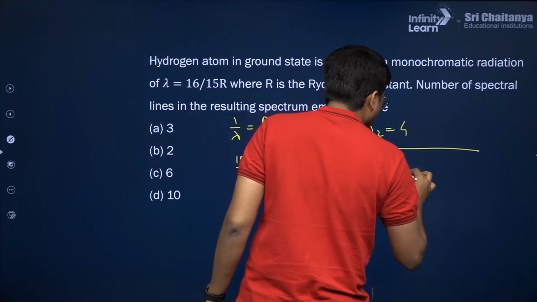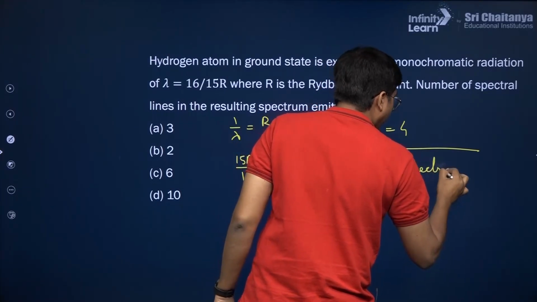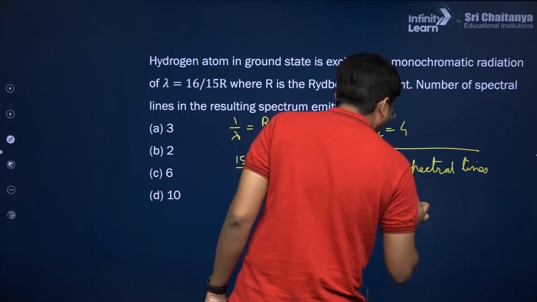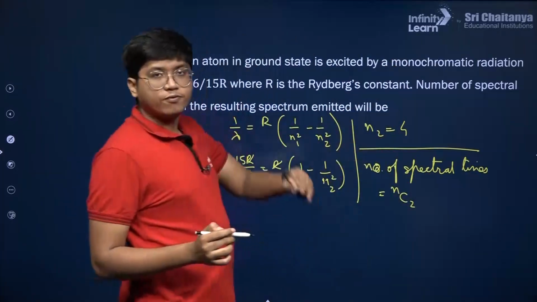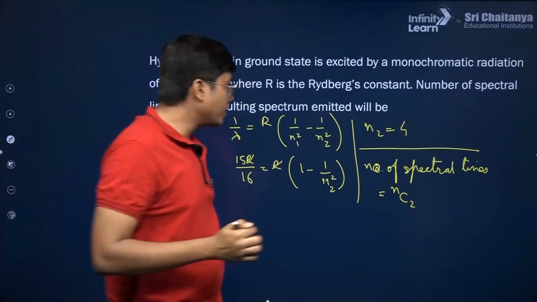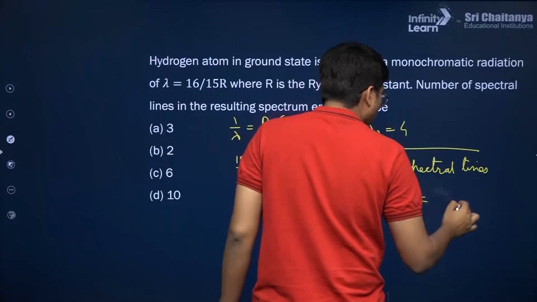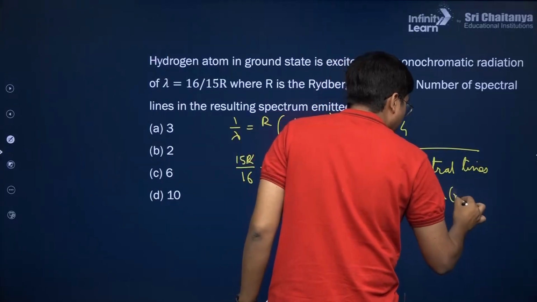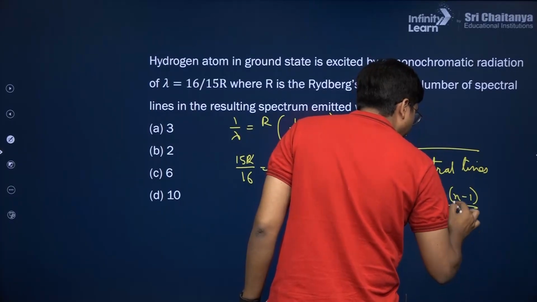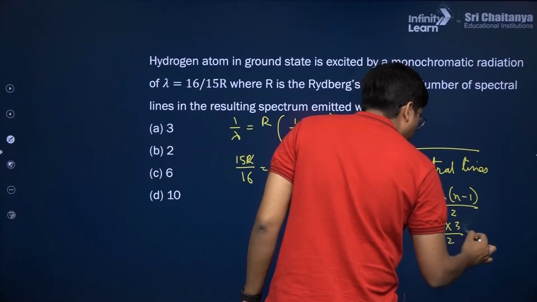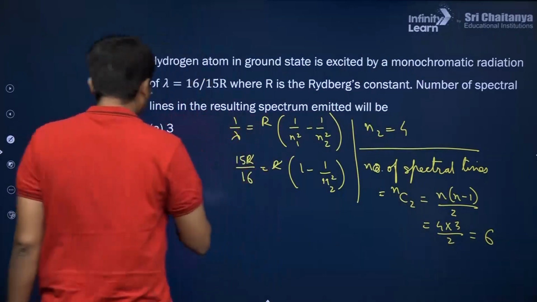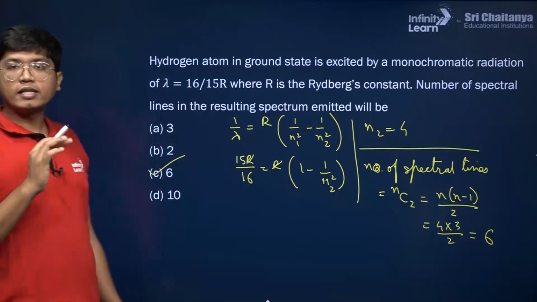of spectral lines is going to be NC2. The combination of these 4 levels, it jumped from any one to any one. So there's going to be that combination here. So that you can know is just going to be n into n minus 1 divided by 2. So that is 4 into 4 minus 1 is 3 divided by 2. That is equal to 6. So the answer is, there would be 6 spectral lines emitted over here.